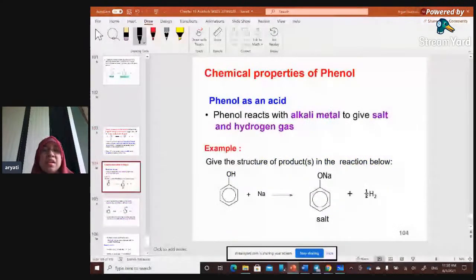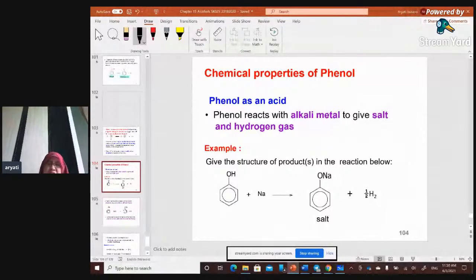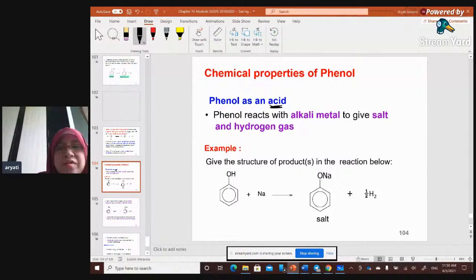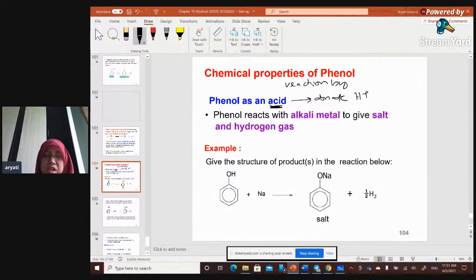Okay. Chemical properties of phenol. So phenol will act as acid. Dia akan prefer bertindak sebagai acid. Act as acid, mesti dia akan do a reaction that donate H+. Do reaction by donate proton H+. So phenol react with alkali metal to give salt and hydrogen gas. So ini dah belajar form 4. So this one, phenol will act as an acid.